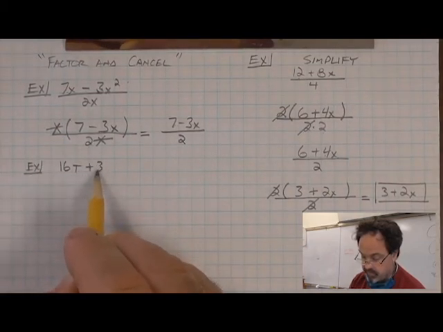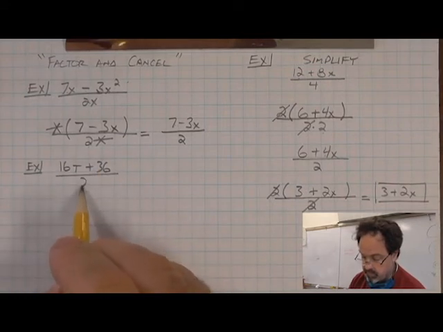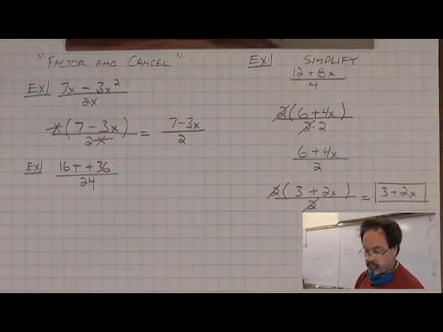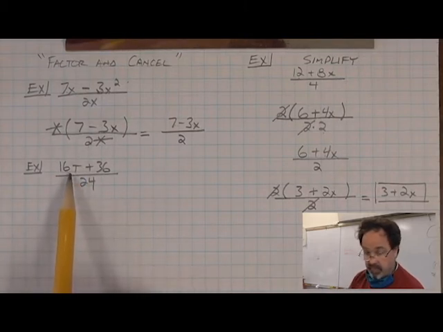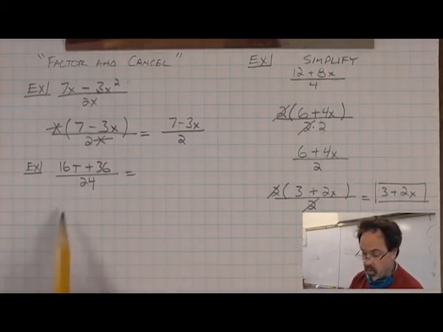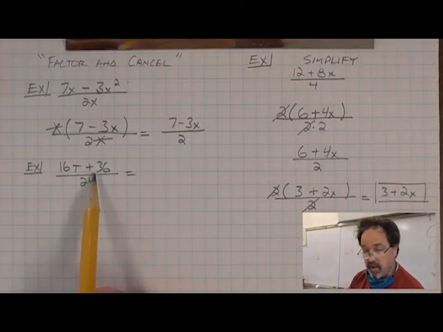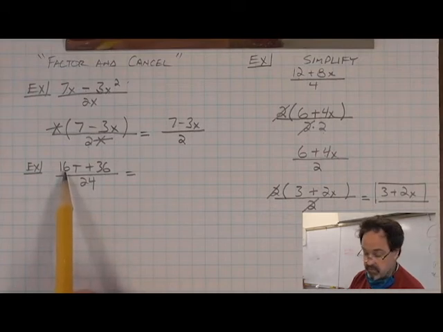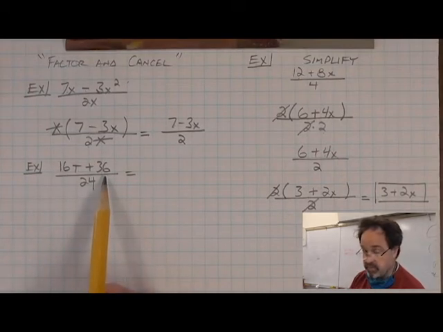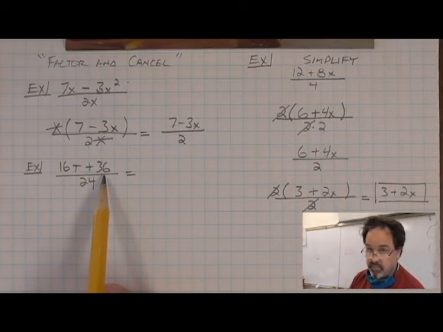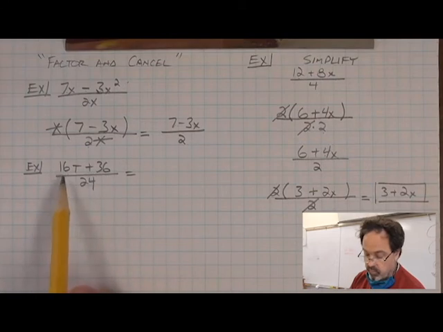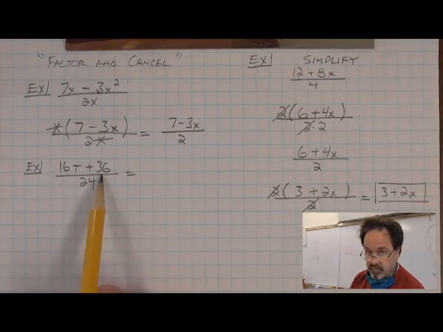16t plus 36 divided by 24. I'm going to factor and cancel. What divides 16 and 36? 2 does, but I'm going to choose a higher number that divides both 16 and 36. 8 divides 16, but does 8 divide 36? It doesn't. 9 goes into 36 4 times, but 8 doesn't divide it evenly. What about 4? 4 divides 16, and 4 divides 36.